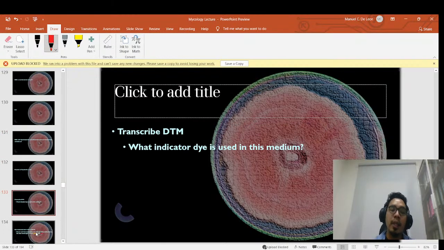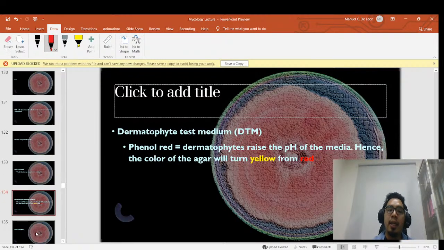DTM is another media that is used for fungi, and this is the dermatophyte test medium. It has phenol red, and dermatophytes grow on this media and turn the agar from red to yellow. Why? Because the phenol red reagent will turn from an alkaline environment into an acidic environment, and hence that will mark the growth of a dermatophyte.